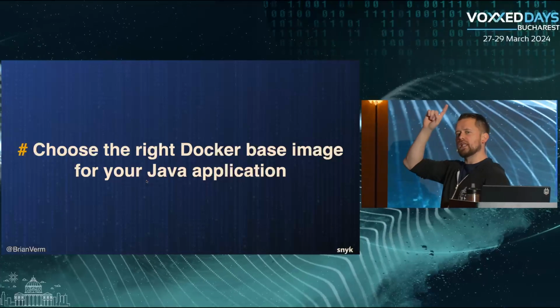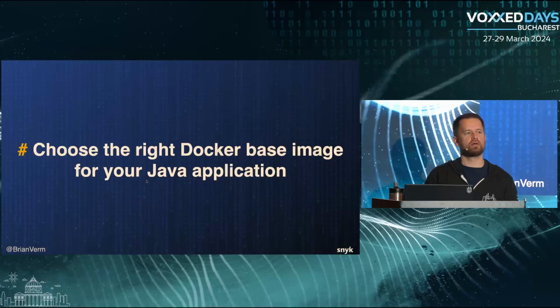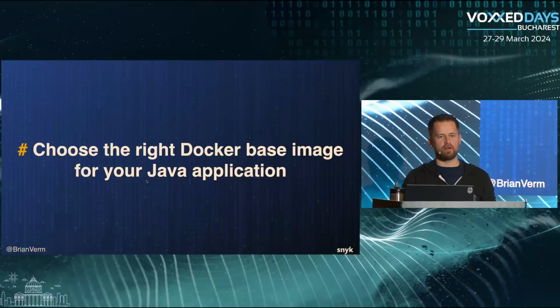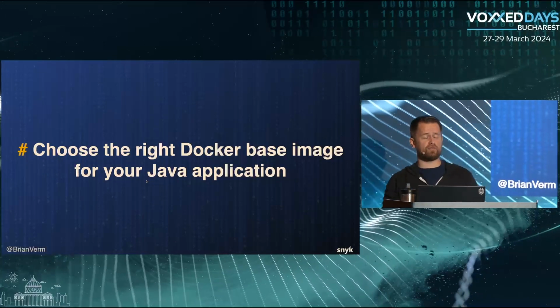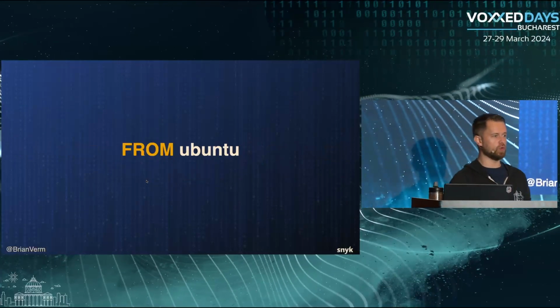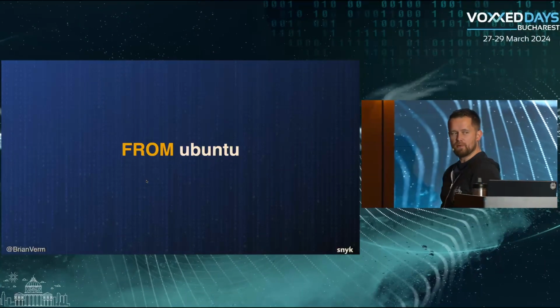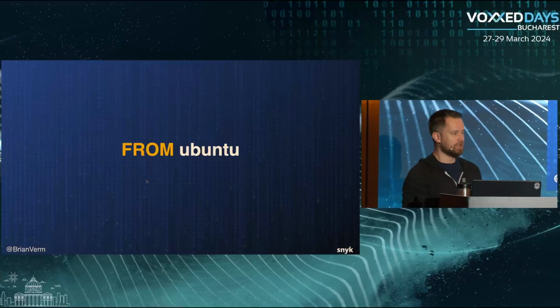What is the first line if you write a Docker file? From what? It depends. If you don't need to use glibc, you can use Alpine, or it's from Ubuntu, or from whatever, or from something that I randomly grabbed from Docker Hub and blindly trust.